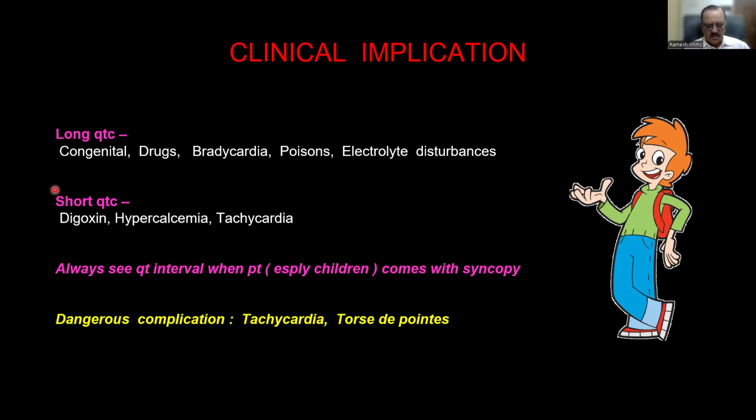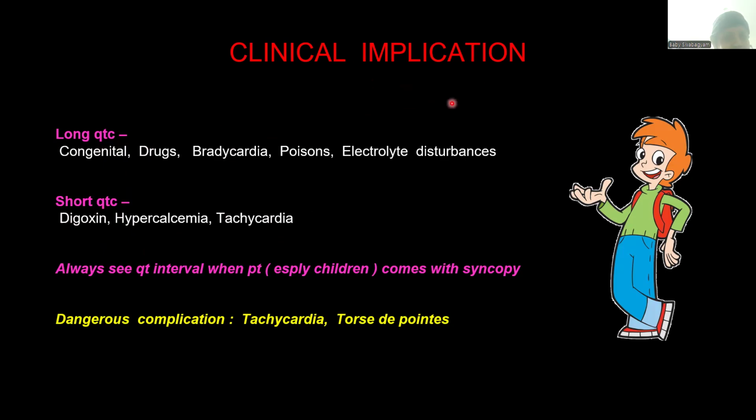Suppose the QT is very short, less than 0.35 or 350 milliseconds, then you should suspect a digoxin effect. You should suspect a hypercalcemia, or it will happen in a tachycardia. So remember these two things. Somebody should have a normal QTC around 0.45.